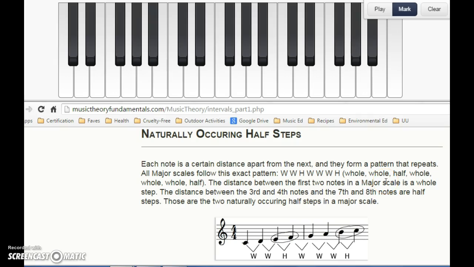The reason why we're learning this is so that you can actually build a major scale starting on any note that you want to. So, for example, if I wanted to build a scale starting on a D instead, so say I want a D to be my very first note, I could follow this exact same pattern and end up building myself a scale that sounds like a correct major scale.